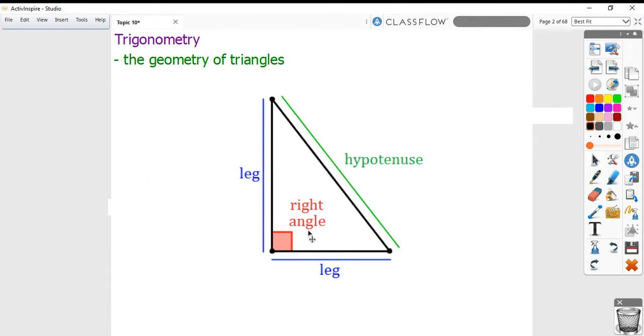And the other parts, and I want you to go ahead and label these on your paper, that we're going to be talking about are the legs. The legs are the two sides that make that right angle. And then the third side, the longest side, is the hypotenuse. So you've got the right angle, the legs, and the hypotenuse to label on your paper.